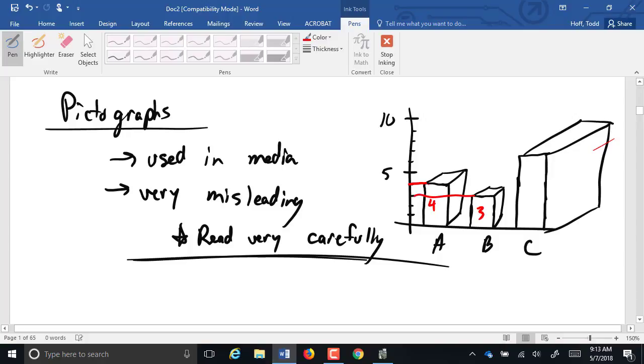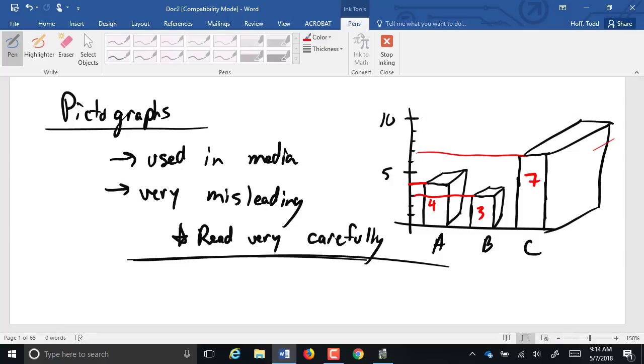Now A looks like it's almost twice as big as B, doesn't it? Why does it appear that way? It's because of the depth. C has a value of 7, but it looks like it's way more than double A, doesn't it? Because again, that depth that's been added to it. That's one of the ways picture graphs are used to be very deceptive.